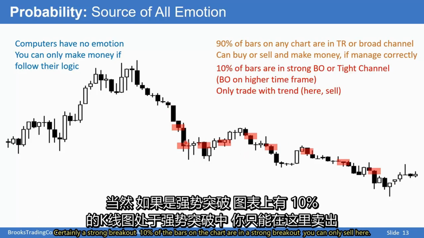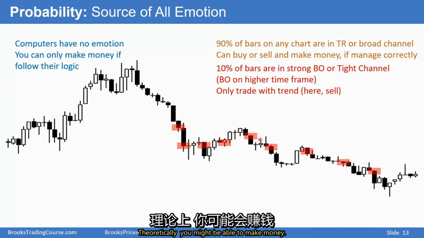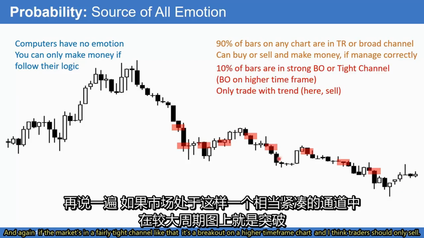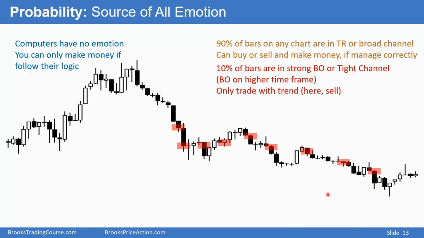Certainly in a strong breakout, you can only sell. Here, theoretically, you might be able to make money. Obviously, the market did not reverse up high enough for buyers to make money. And again, if the market's in a fairly tight channel like that, it's a breakout on a higher time frame chart, and I think traders should only sell.